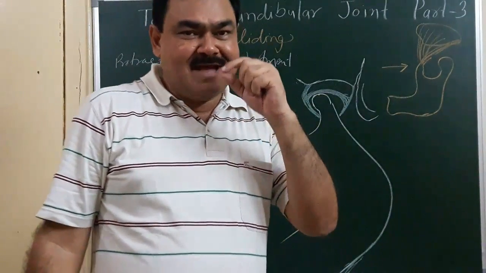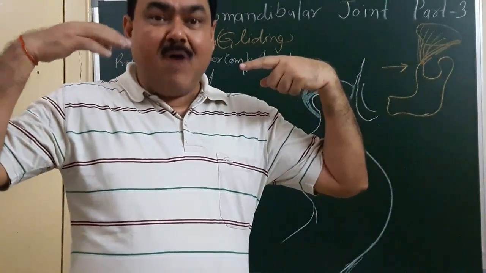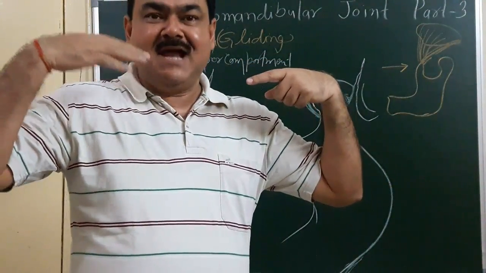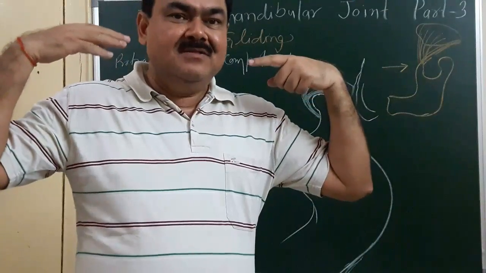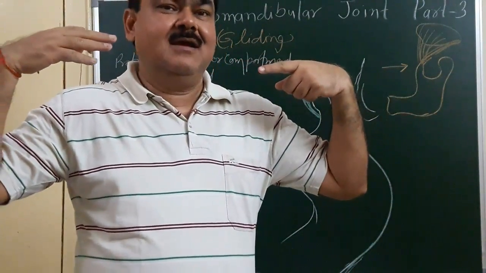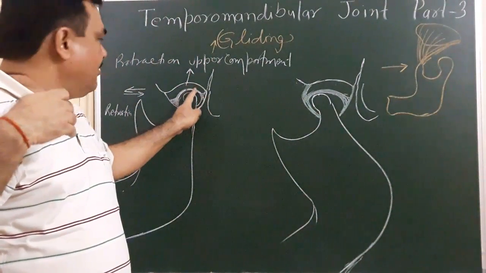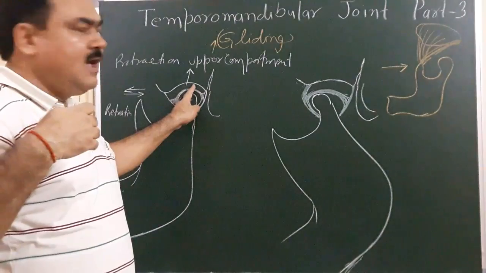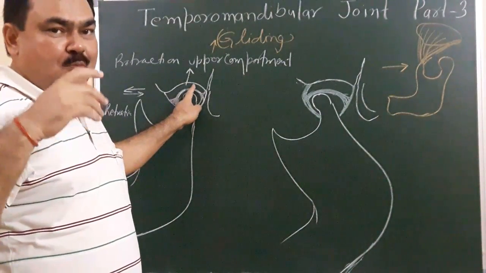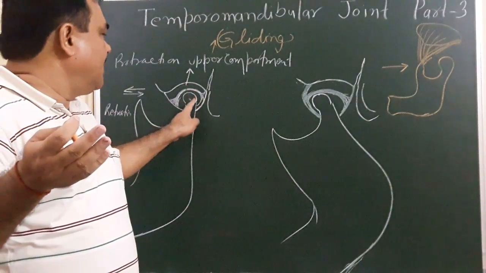In case of slight depression, initially there is movement around the transverse axis. In wide opening or wide depression, large depression, like this, movement around the transverse axis is followed by gliding movement which occurs in the upper compartment. So the initial movement is in the lower compartment, then in the upper compartment, in case of opening of the mouth. In case of closing of the mouth, the movement is the reverse of this.